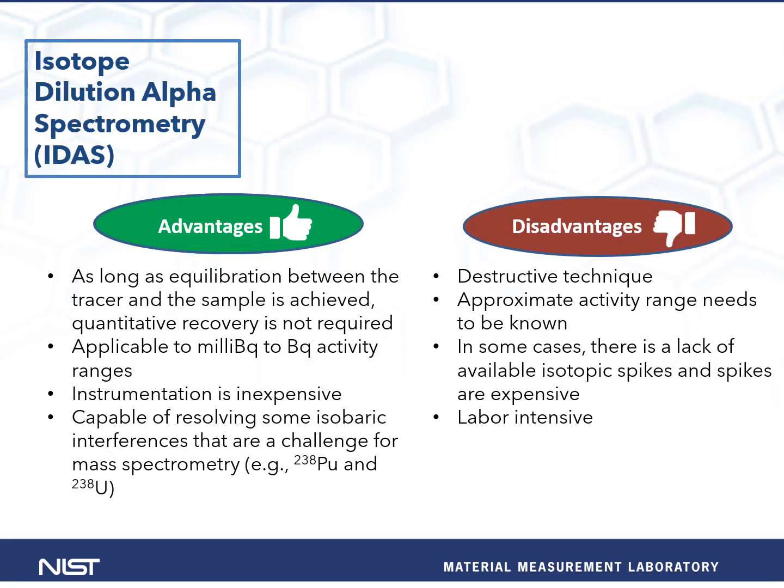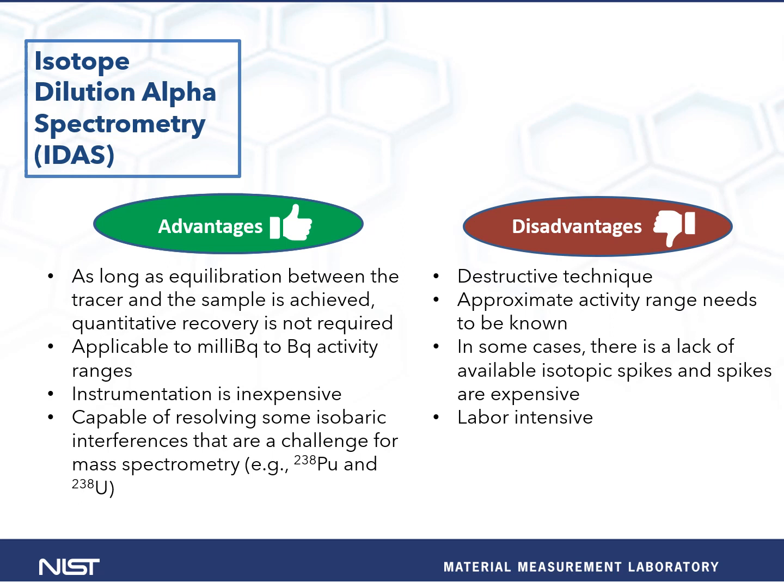There are several advantages and disadvantages to the isotope dilution alpha spectrometry technique for basic activity quantitation. The advantages are as follows. Quantitative recovery is not required as long as equilibration between the spike and the sample is achieved. The technique is applicable to millibecquerels to becquerel activity ranges. The alpha spectrometry instrumentation is relatively inexpensive, and the technique is capable of resolving some isobaric interferences that are a challenge for mass spectrometry, for example, resolving uranium-238 from plutonium-238.